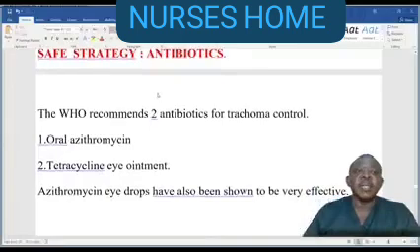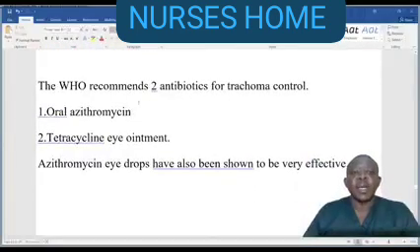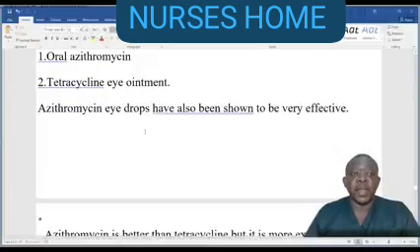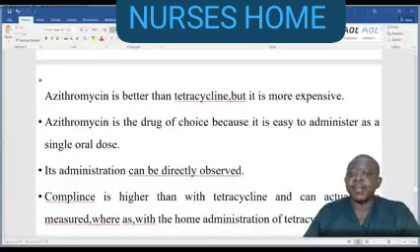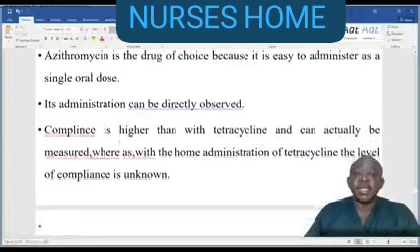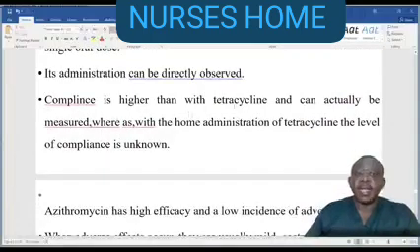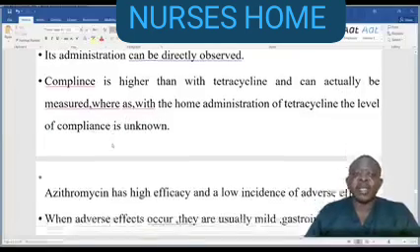Then within the SAFE strategy is A, antibiotic. The World Health Organization recommends two antibiotics for trachoma control, that is oral azithromycin and tetracycline eye ointment. Azithromycin eye drops have also been shown to be very effective in treatment of trachoma. Azithromycin is better than tetracycline, but it is more expensive. So azithromycin is the drug of choice because it is easy to administer as a single oral dose. Its administration can be directly observed. Compliance is higher than with tetracycline and can actually be measured, whereas with the home administration of tetracycline, the level of compliance is unknown.